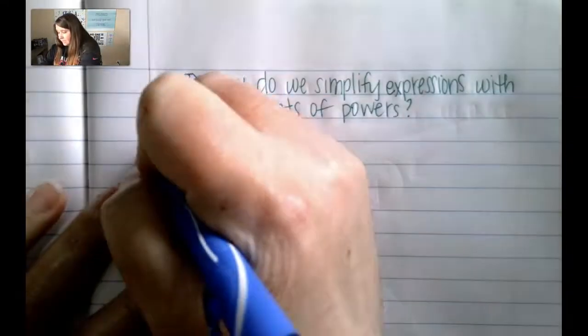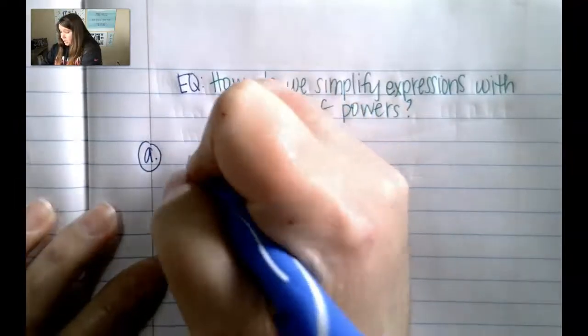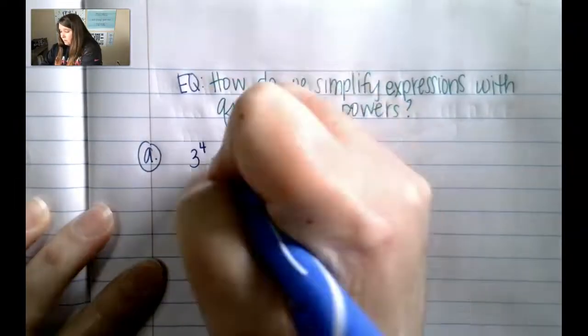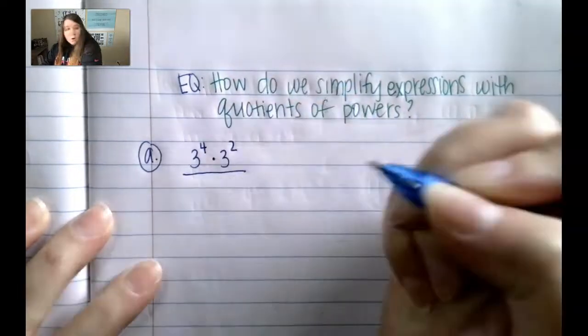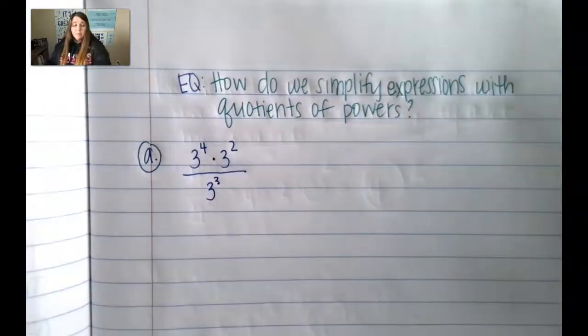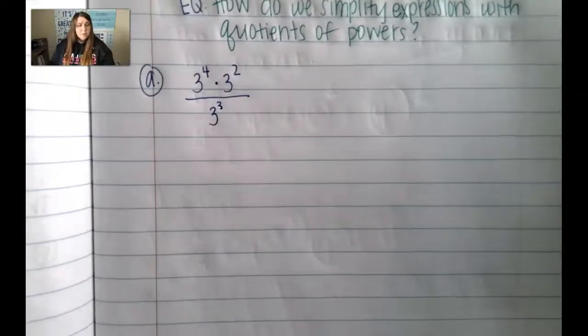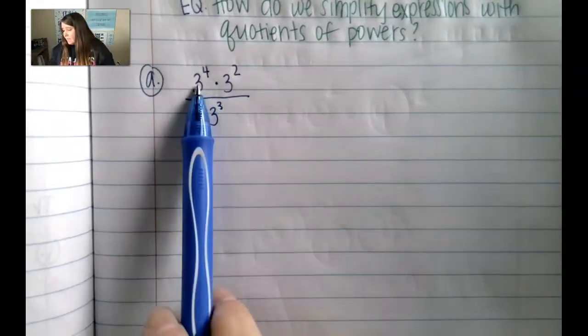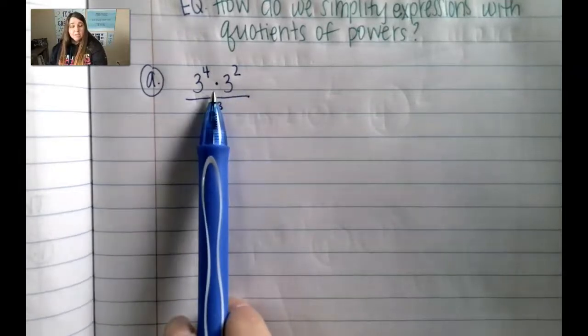So example A looks like this. You have 3 to the 4th times 3 to the 2nd over, or divided by, 3 to the 3rd. So the first thing that we need to do is look at our top. So the top has a multiplication sign.